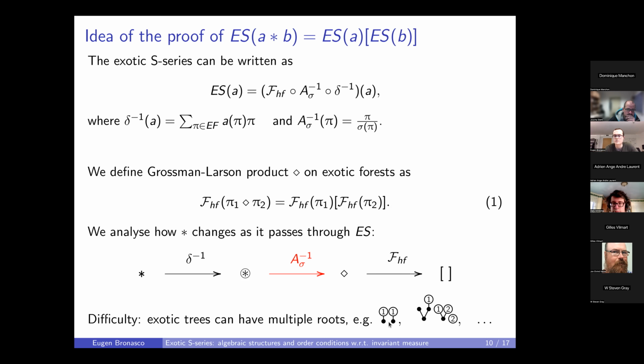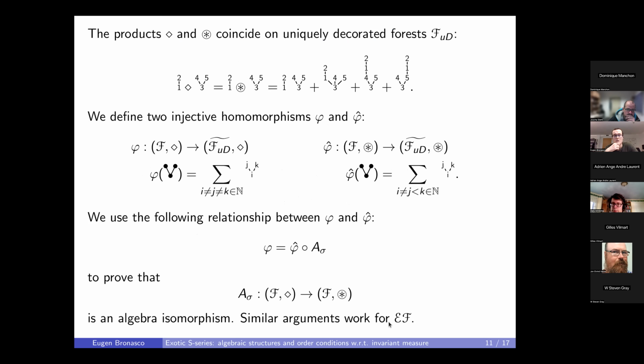So to solve this problem, we use an alternative way to prove this property by noting the following. The Grossman-Larsen product and the product which is dual to Konzen-Kreimer coincide, they're identical on the space of uniquely decorated forests, FUD. Right, so if we add a certain decoration on the forest, then the 2 products coincide. Next, we can take 2 injective homomorphisms, phi and phi hat, and inject the Grossman-Larsen on the classical forest into Grossman-Larsen over the uniquely decorated forest. And then we can also do the same with the dual of Konzen-Kreimer using phi hat.